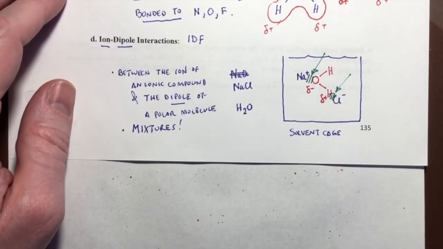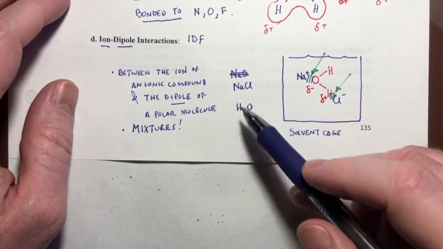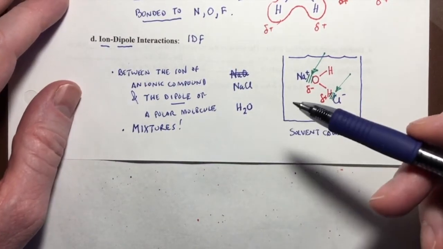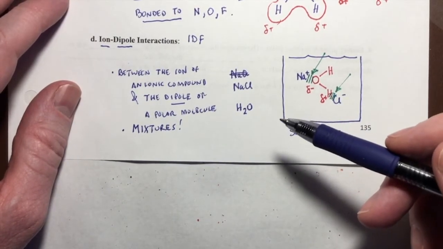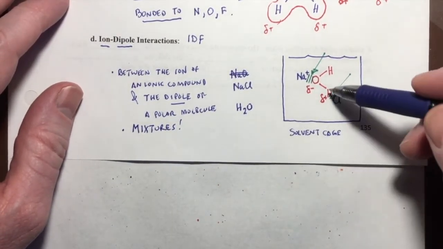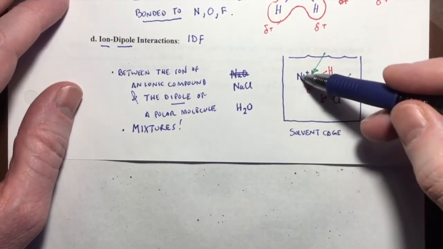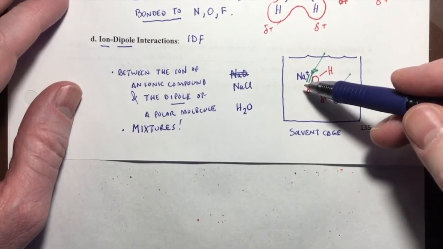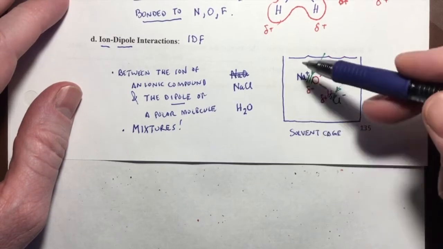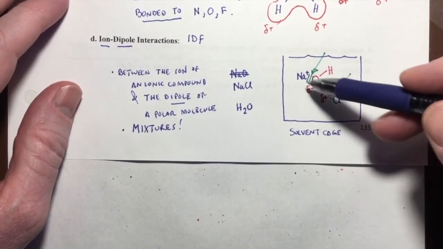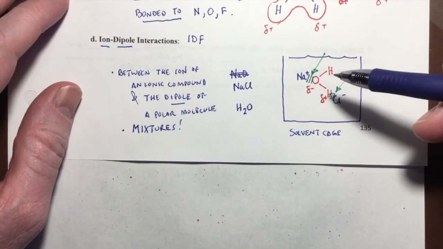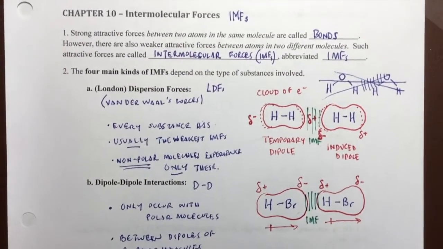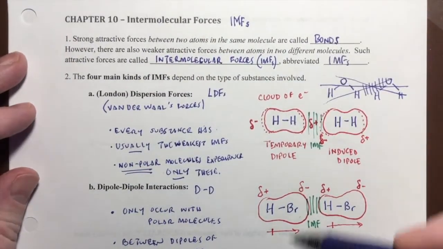Now, I've included it here, even though it's not technically an intermolecular force. Because remember, intermolecular means between two molecules. This is between one molecule and ions of an ionic compound. So it's not technically between two molecules. But I've included it here, and it is typically included in the list of IMFs because of the similarity of the interactions going on. Now, those are the four types of intermolecular forces that we're going to refer to.